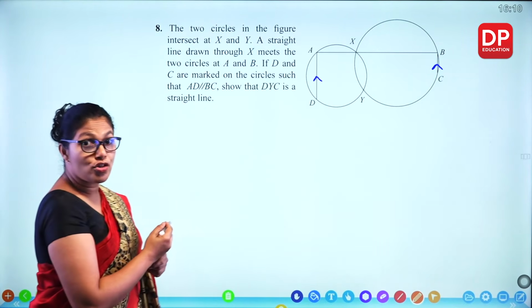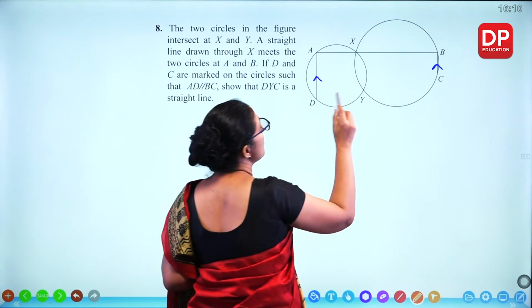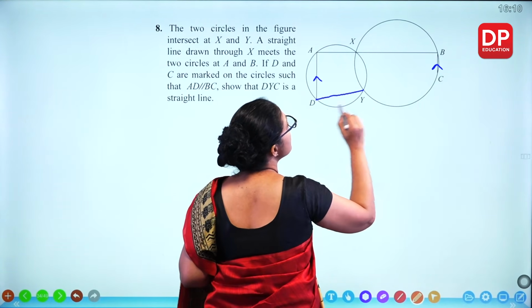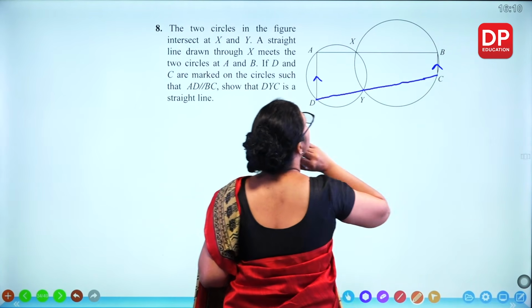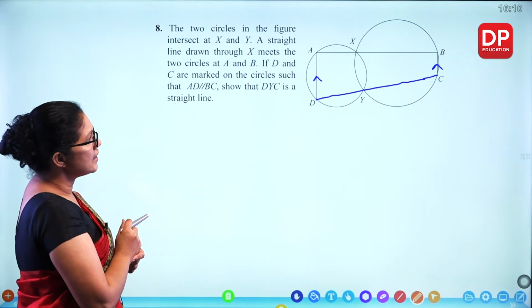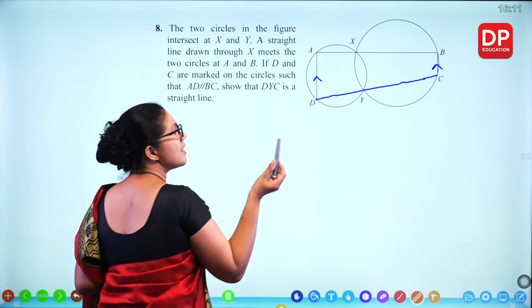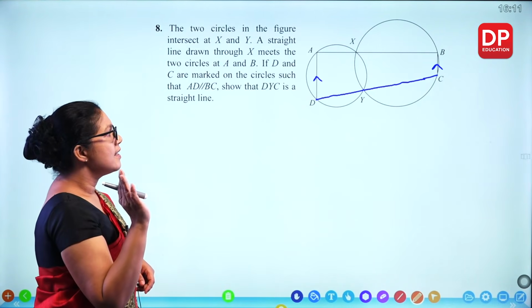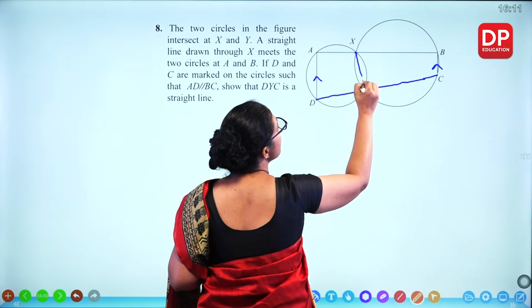So, we are not sure DYC is a straight line. So, you can't connect at once. So, DY will connect first and YC will connect. Now, we have to show that this is a straight line. Straight line means these angles add up to 180. So, I'll first connect X and Y.